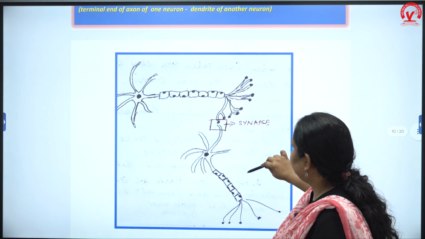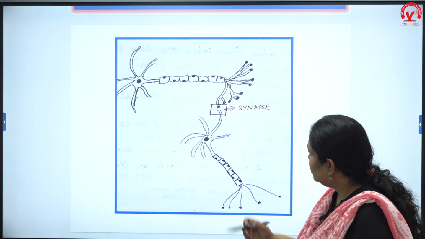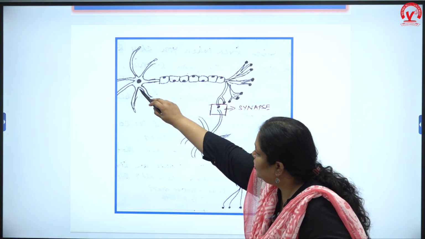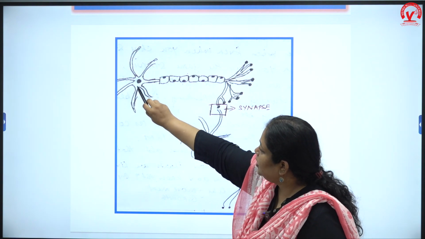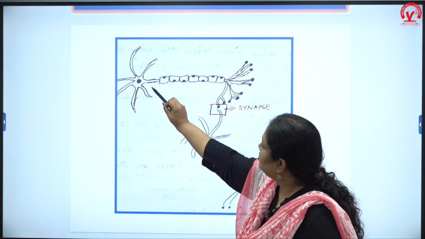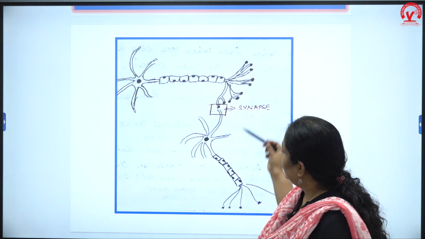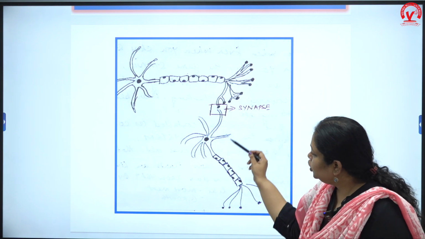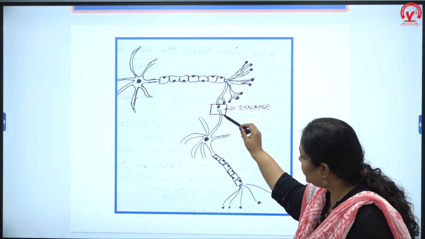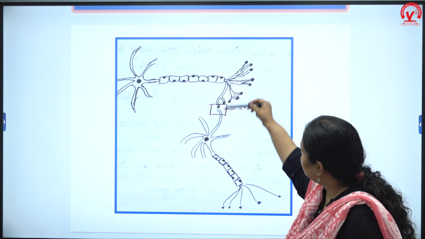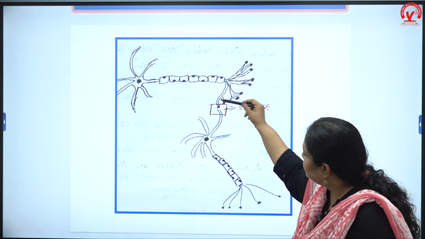In this picture we have two neurons. As you can see, this is the dendrite and this is the cell body which contains the nucleus, and this is the axon and this is the axon terminal. And then again comes another neuron with the cell body and the dendrites, and then the axon and the nerve ending. So the two neurons get connected.